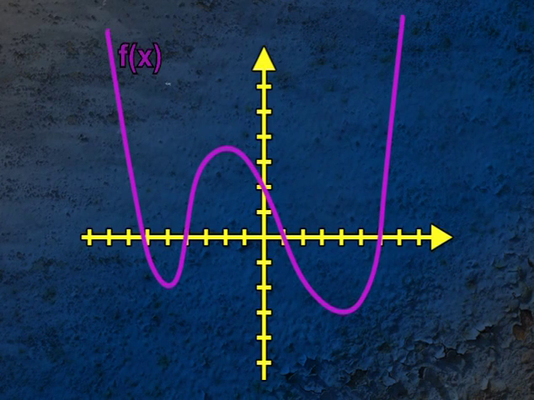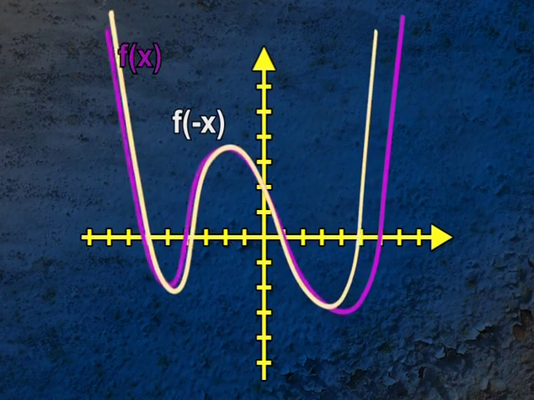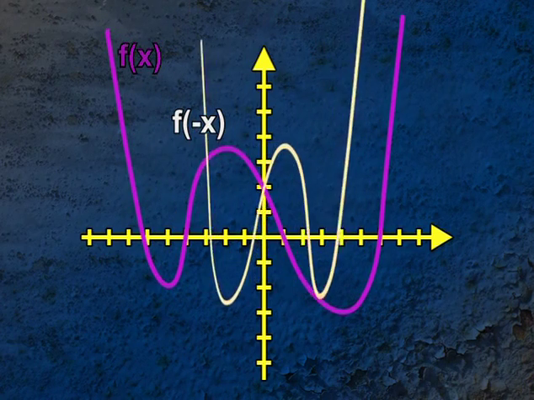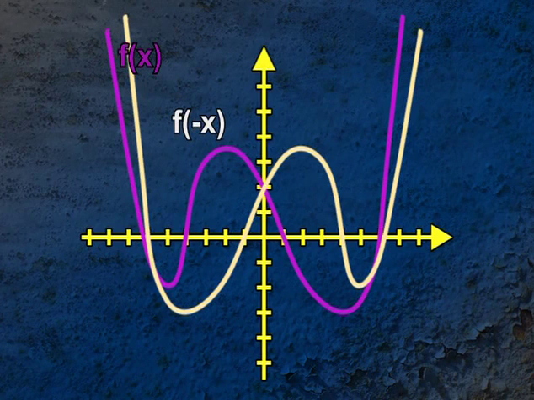Now, f of negative x causes a different kind of reflection. We can think of positive x's being swapped with negative x's and negative x's swapped with positive x's. And so, therefore, the graph reflects in the y-axis. The graph simply looks like this.